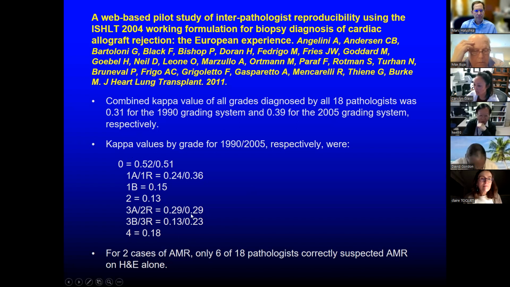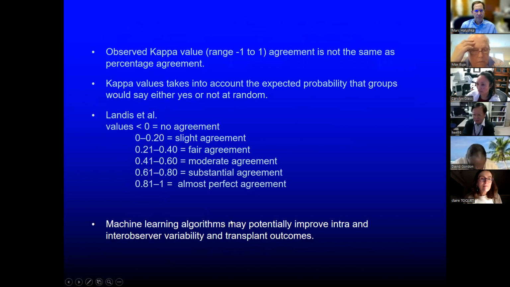But still, I will give you a reference for the observed kappa value. The kappa value ranges from -1 to 1. It's not the same as the percentage agreement. It takes into account the expected probability that groups would say either yes or no at random.